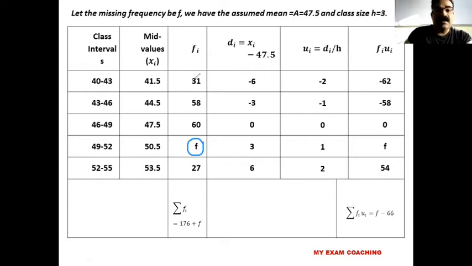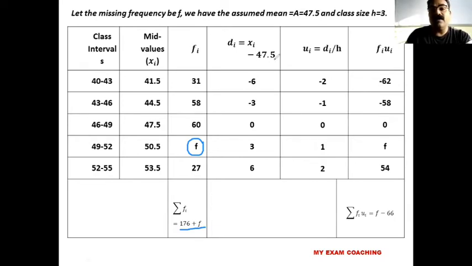So frequencies are given, first class 31, then 58, 60, then the missing frequency is F and 27. So when you add all these frequencies, we will get N, that is sigma Fi. Sigma Fi will be equal to 31 plus 58 plus 60 plus 27 plus F. So we got 176 plus F.